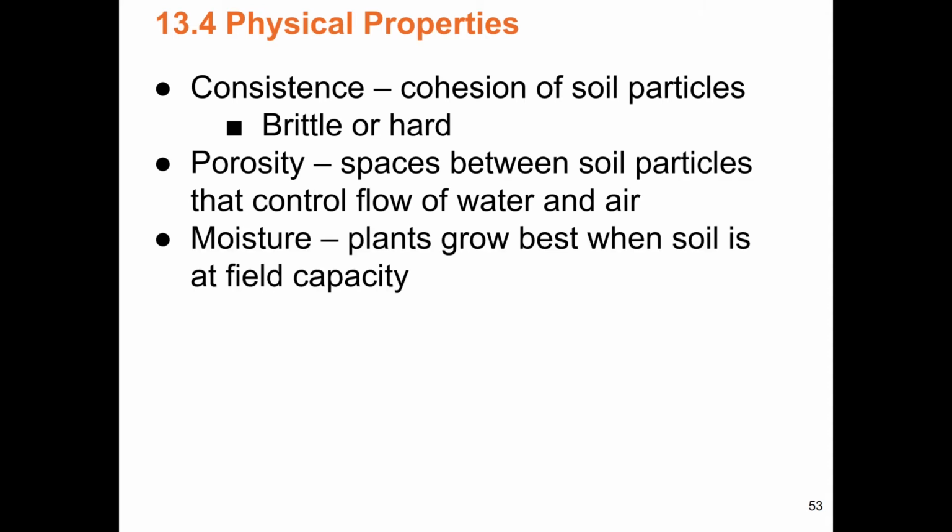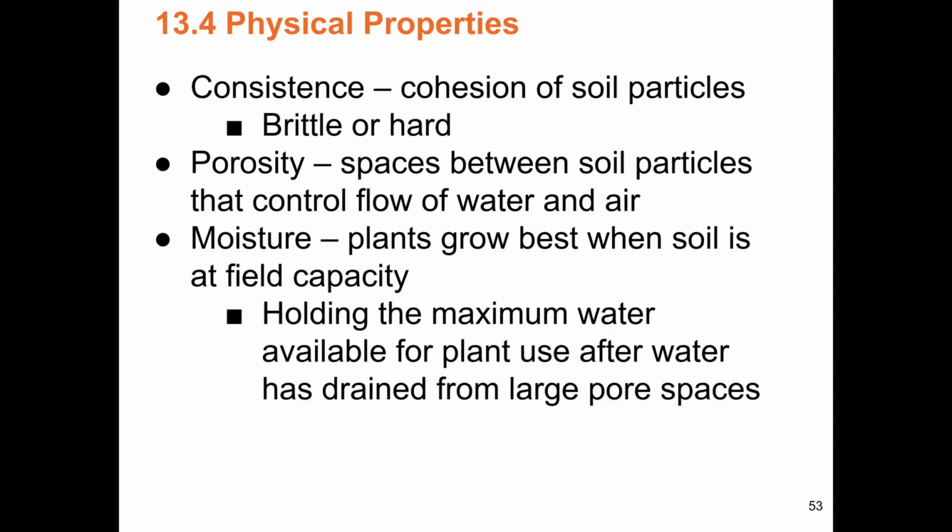Moisture. Plants grow best when soil is at field capacity, so not too much water, not too little water, just right. Field capacity is holding the maximum water available for plant use after the water has drained from the large pore spaces. So it's not saturated, but the soil is still kind of wet.